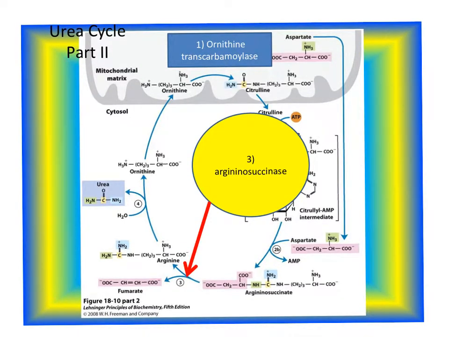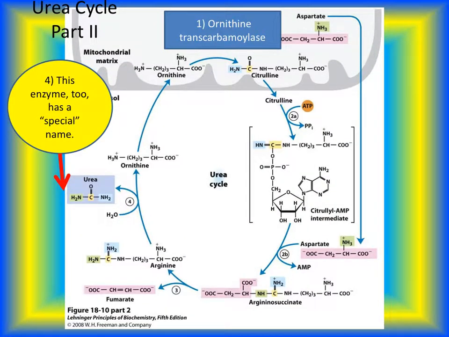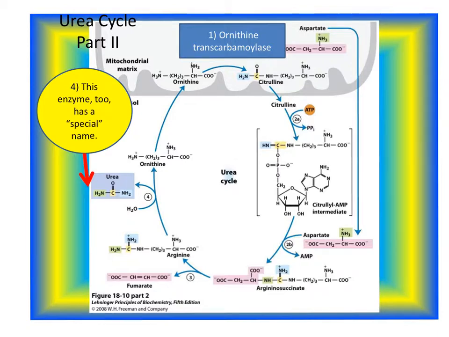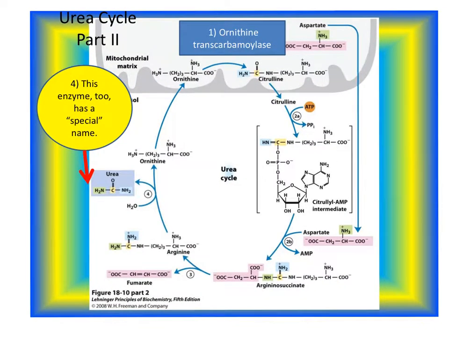That's a great GRE kind of thing. All right. Then the last step also has a very special name as well. It's one where the arginine is hydrolyzed by water, and it kicks off the urea, and then we're left with ornithine, which then goes back on to ornithine transcarbamylase to repeat the urea cycle.